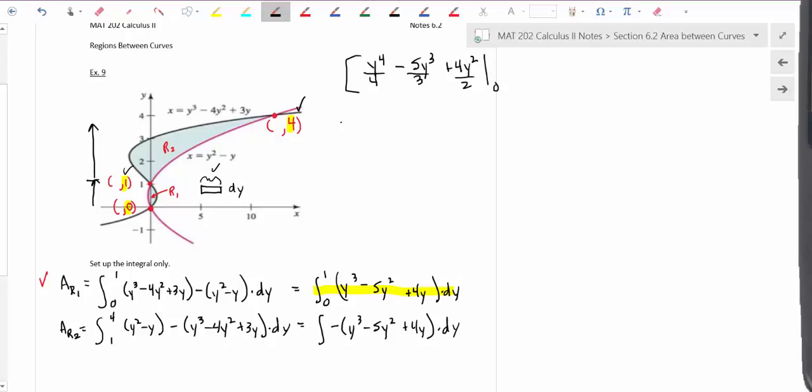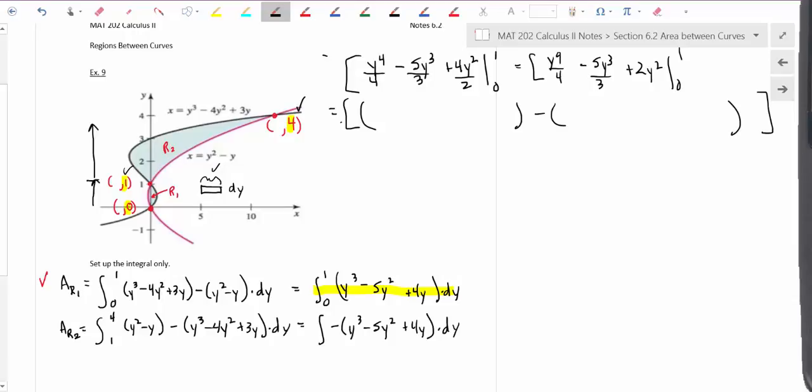And we're going to be integrating from 0 to 1. Okay? And we can simplify this a little bit so that we get y to the fourth over 4 minus 5y to the third over 3 plus 2y to the second, integrating from 0 to 1. Okay, so let's go ahead and do that. Work out the fundamental theorem. So I'm going to draw a really big bracket and 2 big parentheses and evaluate the limits of integration.